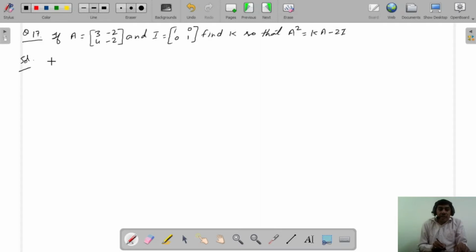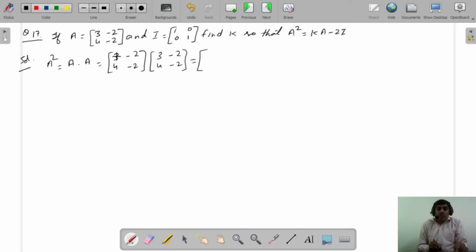First we have to find A square. A square is equal to A into A, which is equal to [3, 4; -2, -2] into [3, 4; -2, -2]. By using the property of matrix multiplication, we have to multiply these two matrices. These two matrices are 2 by 2 order matrices, so after finding their multiplication, we find a matrix having order 2 by 2.